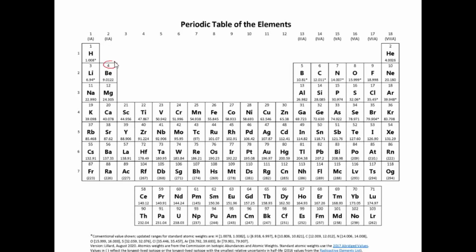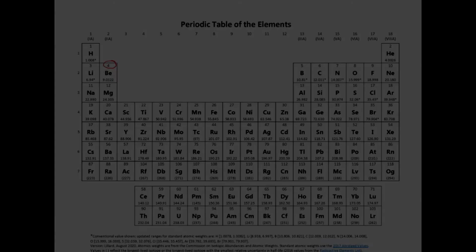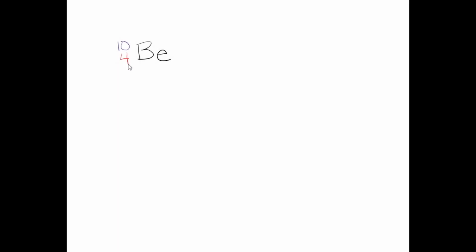To figure out the protons, neutrons, and electrons, we'll first look up the atomic number for Be, which is beryllium, and we find that Z equals 4. We write this value of Z at the bottom of the notation. The number of protons equals the atomic number Z, which is 4.